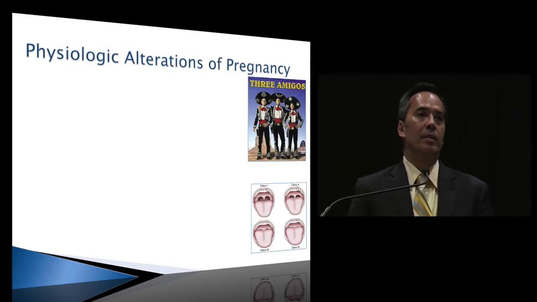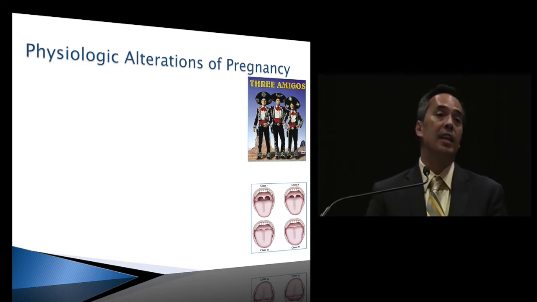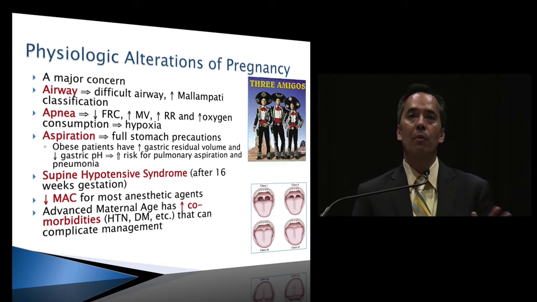Now, when you talk about how the pregnant parturient is different from the normal adult, you always talk about the physiological alterations of pregnancy, and it is definitely a major concern. What I like to think of as the differences is like the three amigos or the three A's. It's always airway, apnea, and aspiration, and that's what makes things different from a normal adult. Airway, we all know that it's more difficult to instrument the airway. There's an increase in the Mallampati classification. You're more likely to go apneic under periods of hypopnea, and you're more likely to have aspiration.